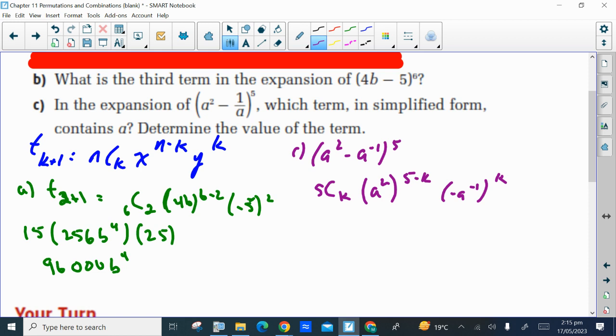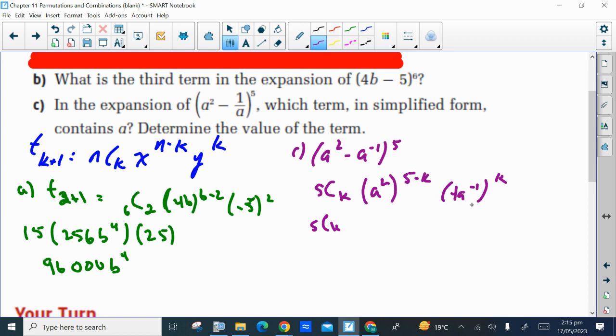This is what we know right now. Essentially, we only know what n is, and we know what the two terms of the binomial are. So I can do some simplifying here. There's a couple things that I'll do. Number one, first thing I'll do is inside this last bracket is negative a to the negative 1 all to the power k. This negative is the same as negative 1 times a to the negative 1.